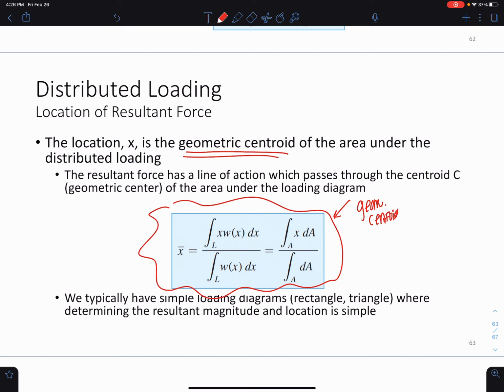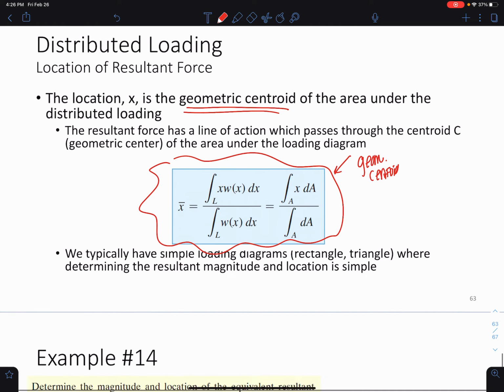We typically have really simple loading, so triangles or rectangles. Those are actually really easy to find, and I'll show you exactly how to do that. These become very straightforward. We'll do a couple of problems that are a little more difficult, and then we're going to do some that are much more common and straightforward.